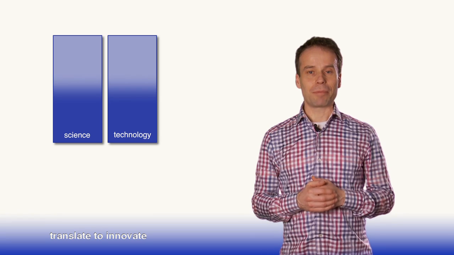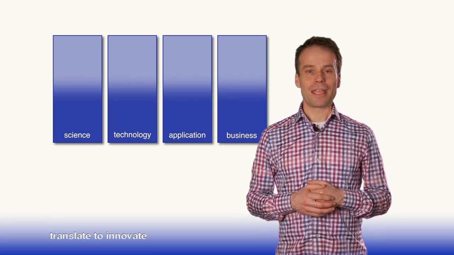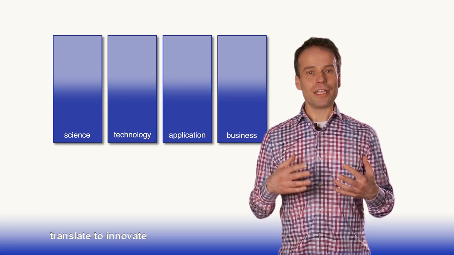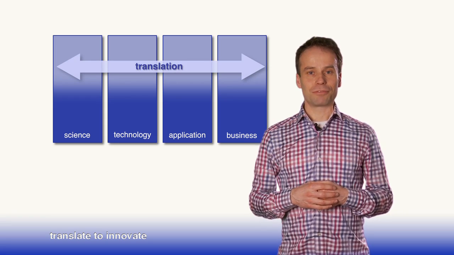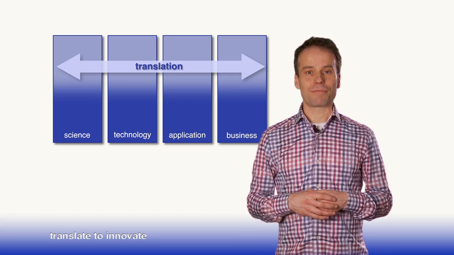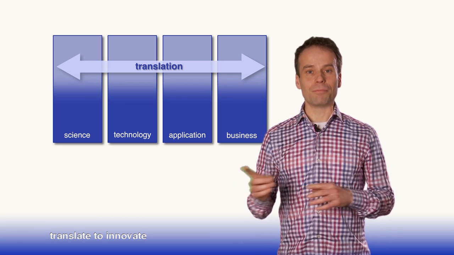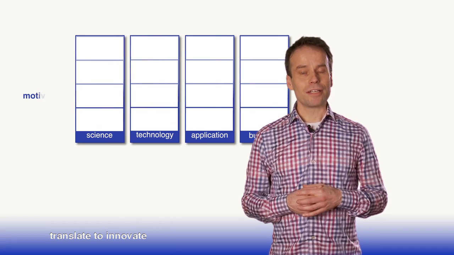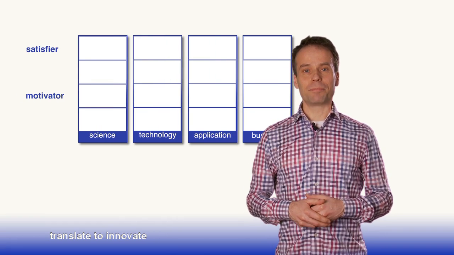technological innovation. Technological innovation involves collaborations between people in different columns, typically science, technology, application and business. And during the collaboration, information moves between the columns, which I call the process of translation. And translation occurs in both directions. Now let us reflect on some differences between the columns, particularly what motivates and satisfies the people.